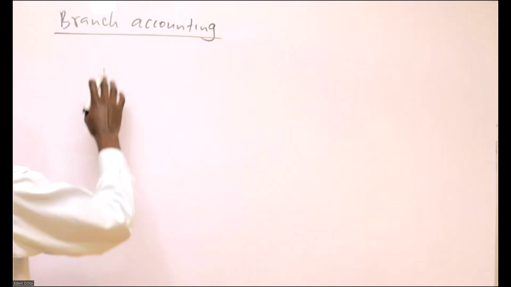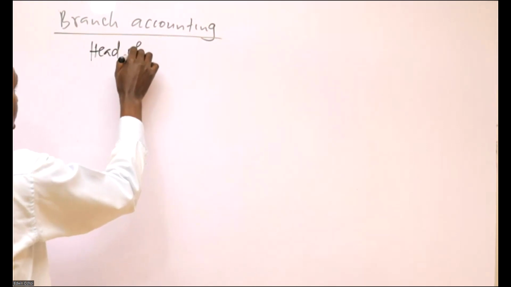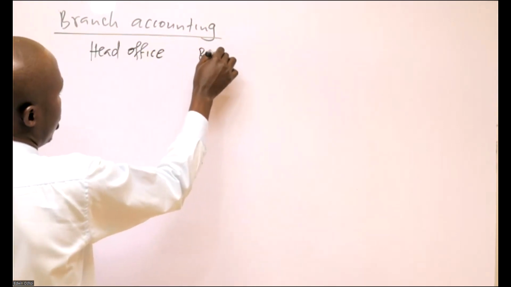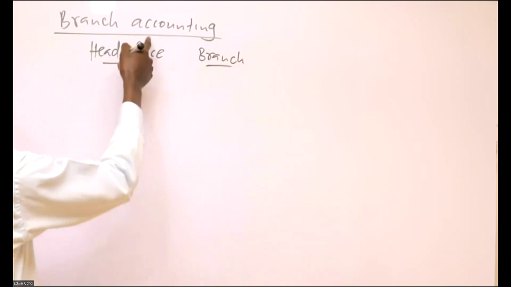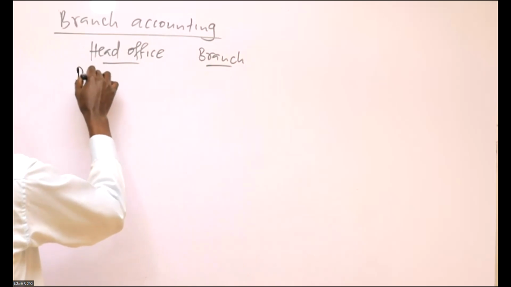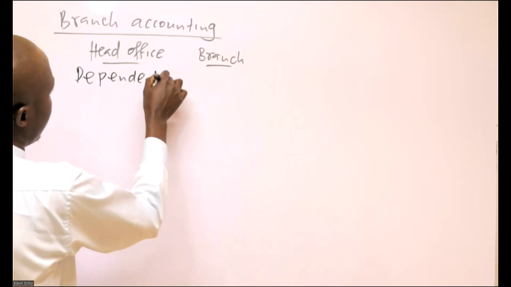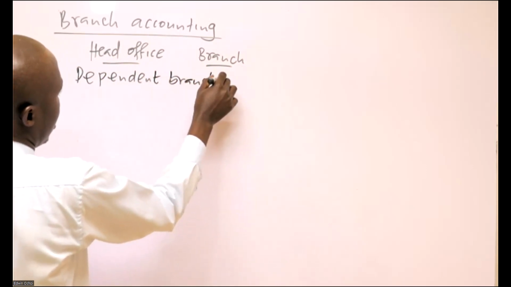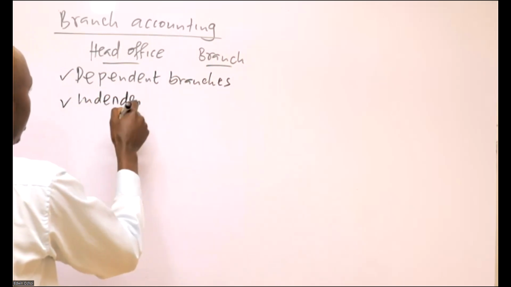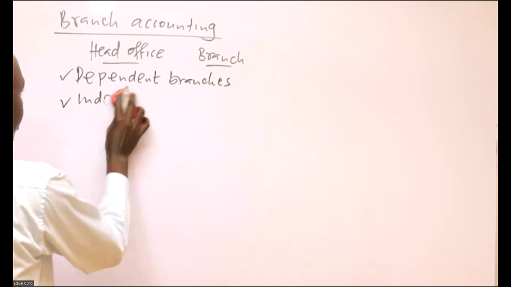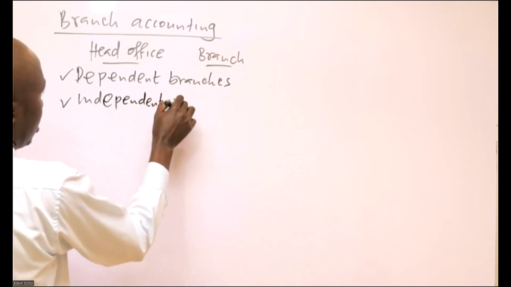When we talk about branch accounting, remember that we'll be dealing with the aspect of a firm adding a branch to its head office. Under branch accounting, I will look at dependent branches, and we'll look at the aspect of independent branches.